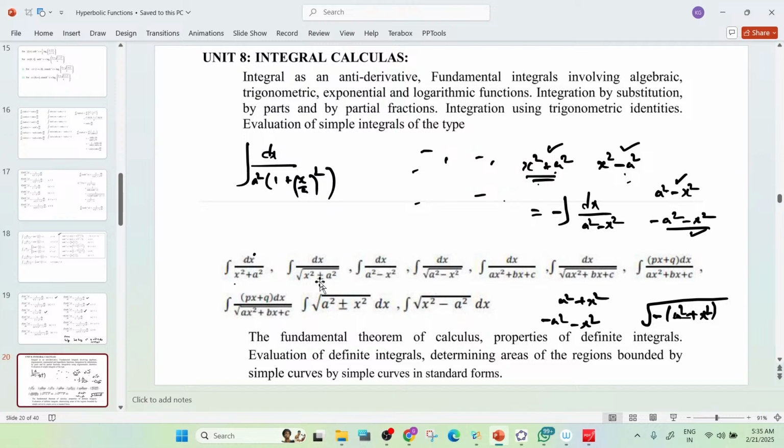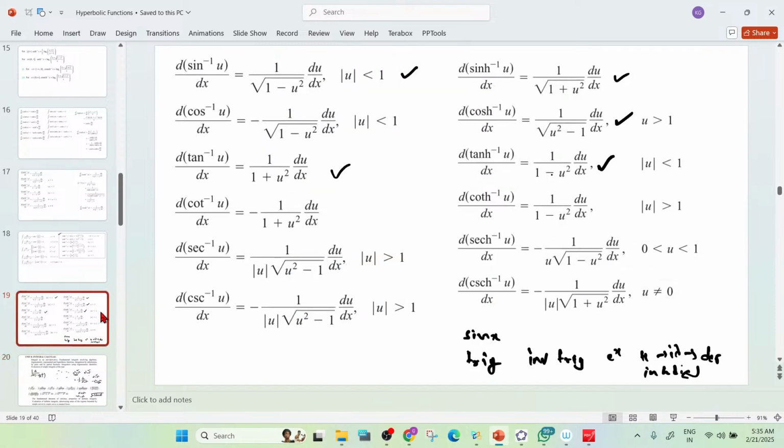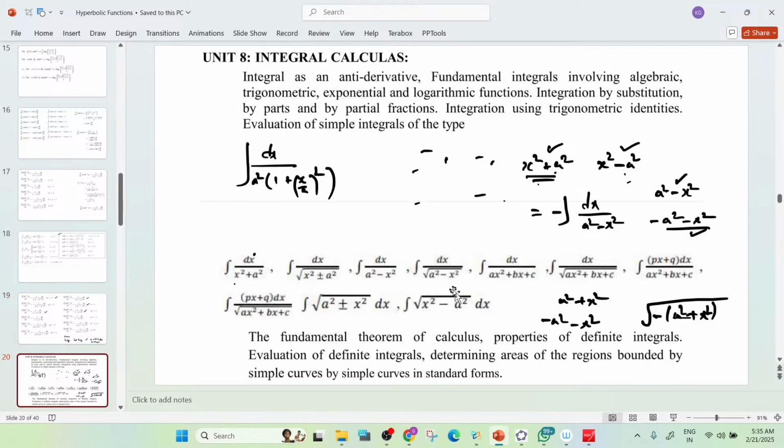What is that formula? Square root of x square minus a square. Sir, I know it for a square minus x square. For this one, you would have found the textbook would have given some formula, no? What is that formula? X under root x square minus a square by 2 something, it would have given, no?